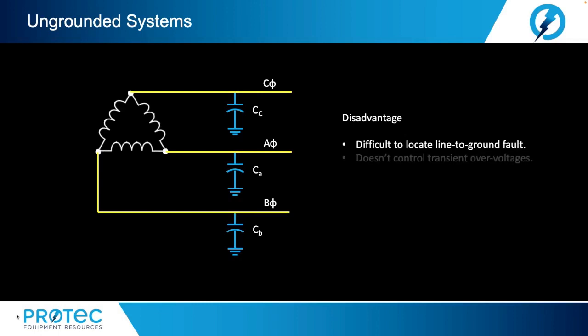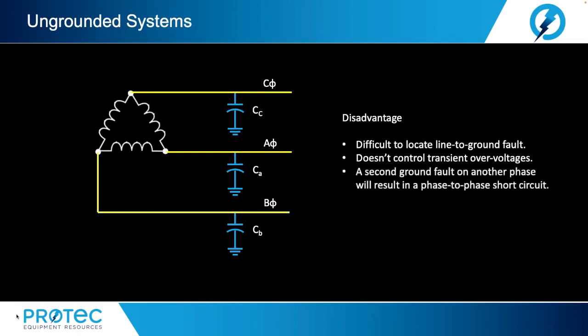Now, also among disadvantages, it doesn't control transient overvoltages. A second ground fault on another phase will result in a phase-to-phase short circuit.